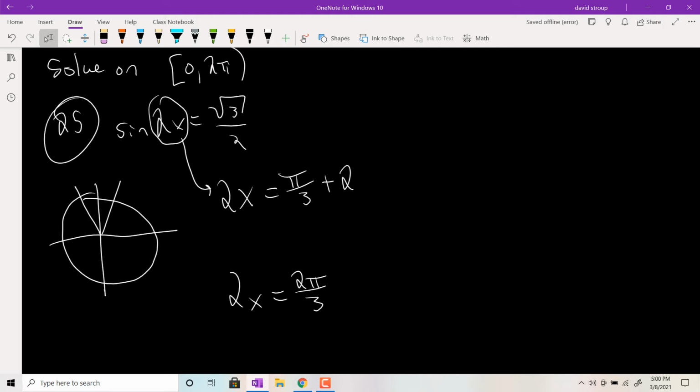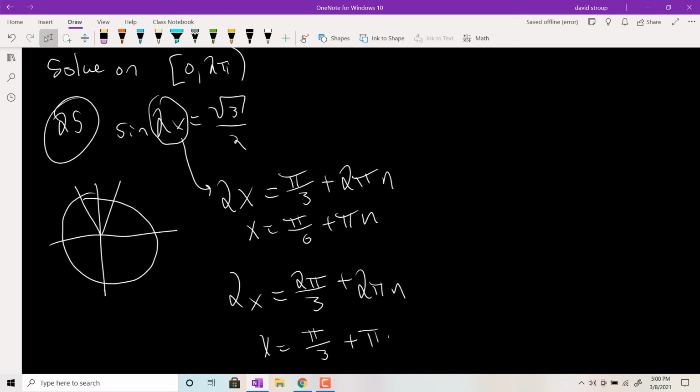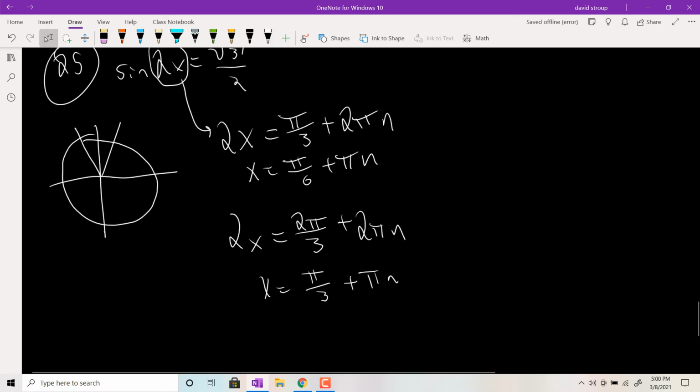So let's write up the infinite solution answer, and then we're going to divide everything by 2. So I get x equals pi over 6 plus pi n. On the other one, I get x equals pi over 3 plus pi n. Then I'm just going to produce those answers. The first one is pi over 6 plus 0, so x1. This is when n is 0, plus pi times 0, so that would just be pi over 6.